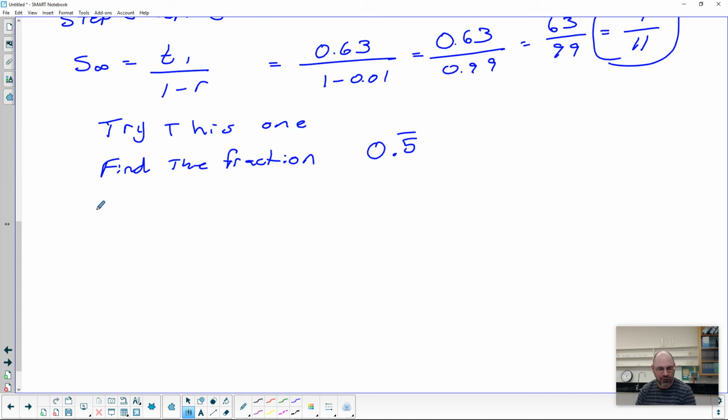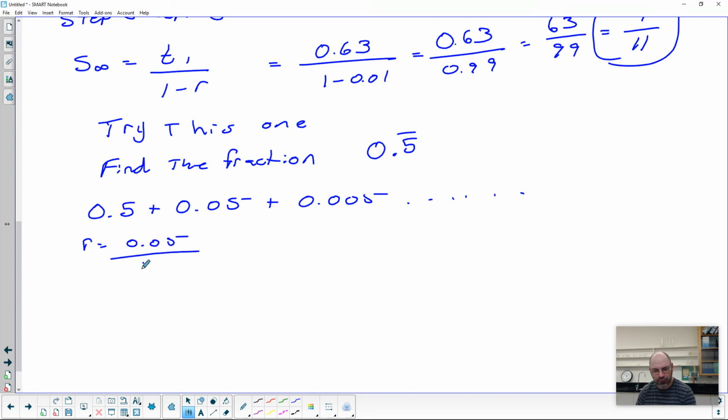Okay, if you're unpausing, 0.5 plus 0.05 plus 0.005, and so forth and so on as we go along. So if we get R, that's going to be 0.05 divided by 0.5, which equals 0.1.